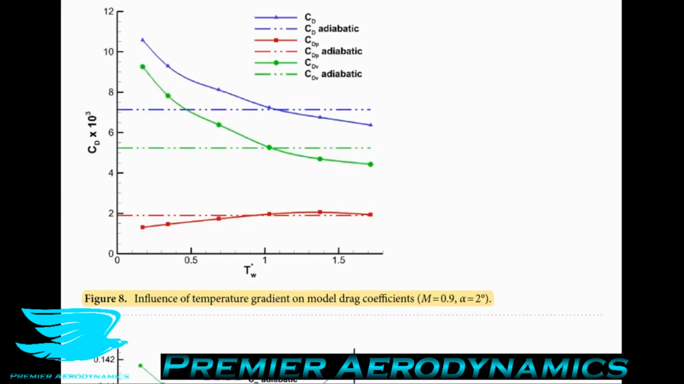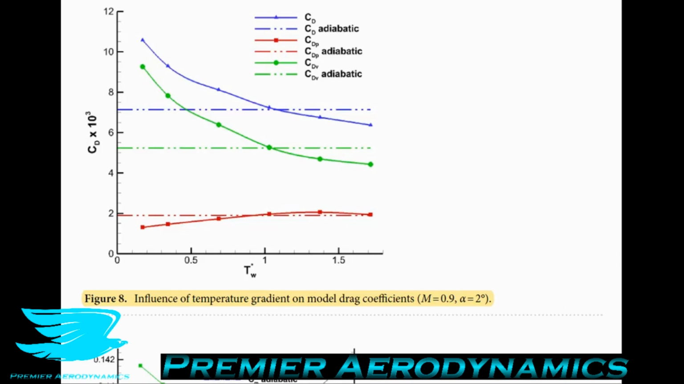Okay, so let's move on to figure 8, which has the influence of the temperature gradient on the model drag coefficients. Here is a really cool graph because it breaks down the drag in terms of its components from the total drag. Now we have the pressure drag and the viscous drag. And the viscous drag is just another word for the friction drag.